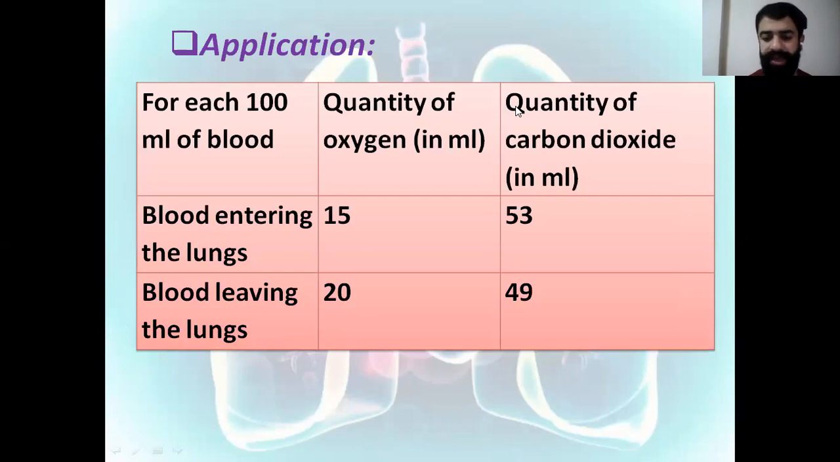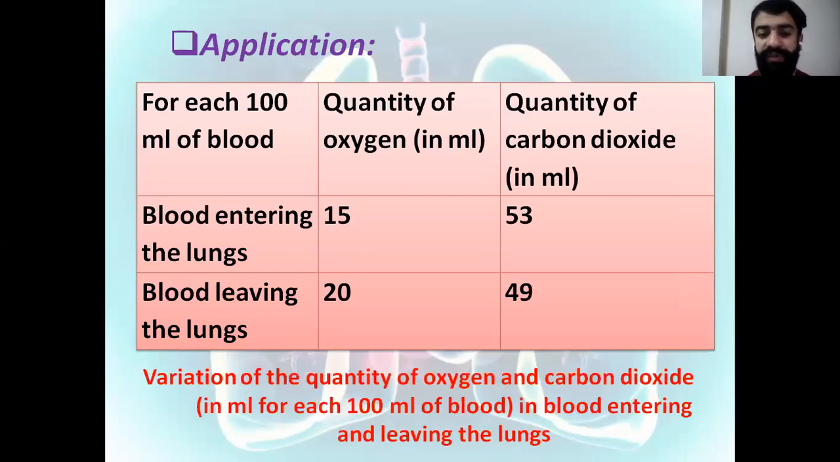Let's see this application. This table shows the variation of the quantity of oxygen and carbon dioxide in milliliters for each 100 milliliters of blood, in the blood entering and the blood leaving the lungs. So for each 100 milliliters of blood, we have to compare the quantity of oxygen and that of carbon dioxide, in milliliters. This is the unit, in the blood entering and in the blood leaving the lungs.